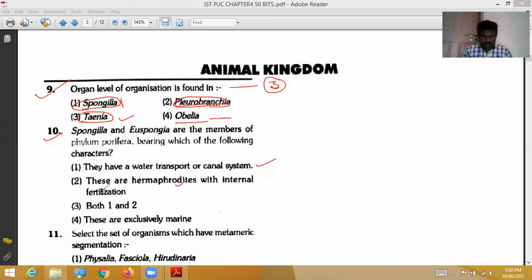Both 1 and 2, these two are common. Okay, so they are exclusively marine. It is wrong. Some are freshwater, some are marine. So these two are correct. So both 1 and 2. 10th question, the correct answer is 3. Both 1 and 2.